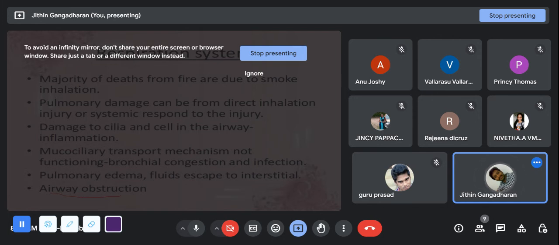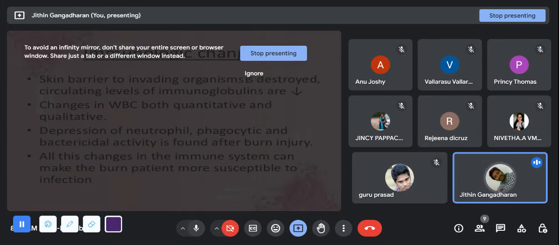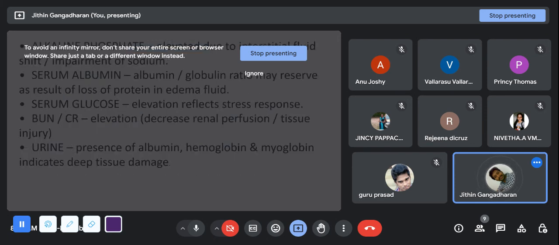The majority of the conditions will always be related to pulmonary edema. We have said that there will be third spacing fluid shift, right? The fluid which is present in the cells will be shifted to outside of the cells, which causes extracellular fluids. So the increase in these extracellular fluids is causing the pulmonary edema also. These are the things which we have explained again.